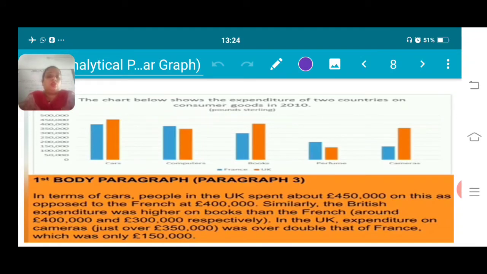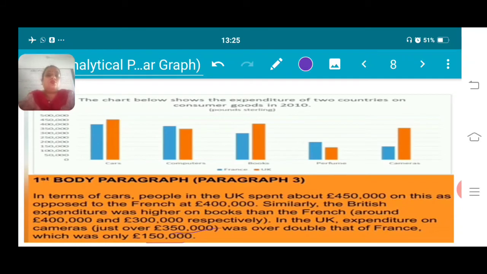150,000 pounds. Okay, so you can use words like this. For France it was 150,000 and this was 350,000. What we have done was over double of France, meaning 150,000, the double is 3 lakh, and we have touched somewhat 350,000, so that is over that. So such type of words you have to use to make this analytical paragraph impressive.